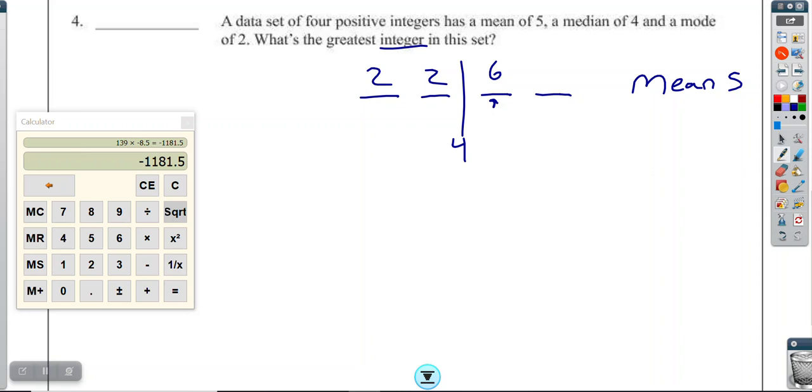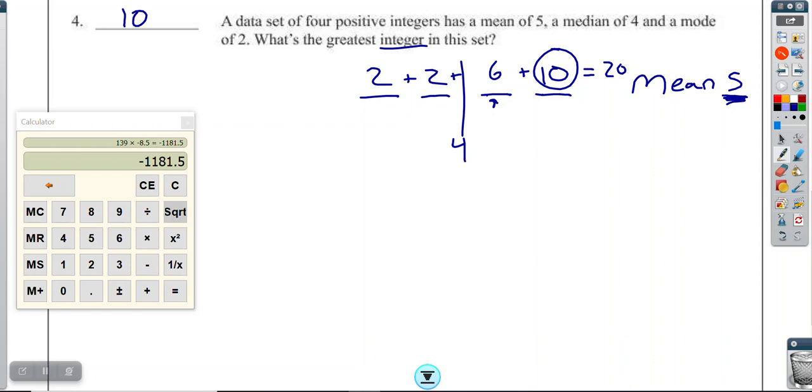Now I'm going to have to use this mean. If I have 4 numbers and a mean of 5, that means if I add all 4 of these numbers together, I have to get 4 times 5, which is 20. So if I have a total sum of 20, 2 plus 2 plus 6 plus something equals 20, clearly this has to be 10, because 2 plus 2 plus 6 is 10. There's my other 10, and the correct answer is, in fact, 10. All right, that was pretty quick.